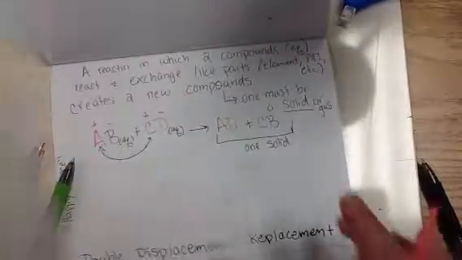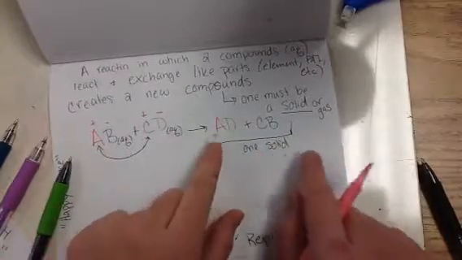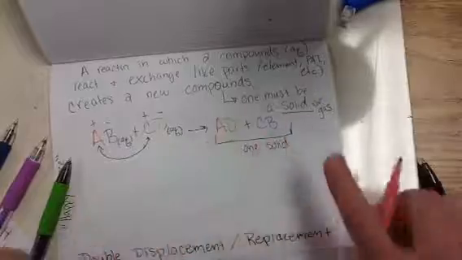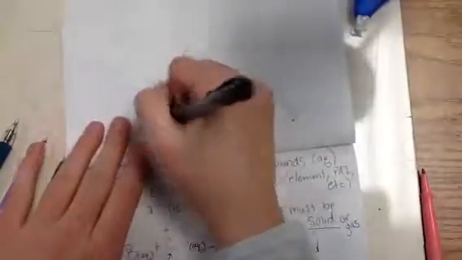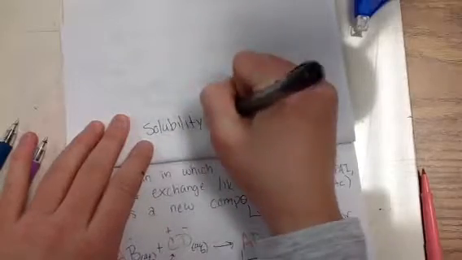So you're going to check your solubility rules to see if a solid formed. If a solid formed, the reaction happened, and you would use your solubility rules to predict the state of matter of the products. So solubility rules help you figure out the state of matter.